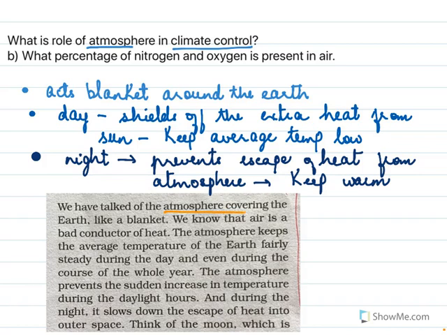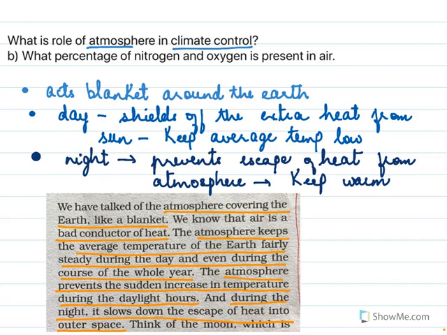So here's from the textbook. Atmosphere, the covering of the earth, is like a blanket. The second point you need to write, it is a bad conductor of heat. It keeps the average temperature of the earth fairly steady during the day and even during the course of the whole year. It gives a steady temperature. The atmosphere prevents a sudden increase in temperature during the daylight hours, and during the night it slows down the escape of heat into the outer space.